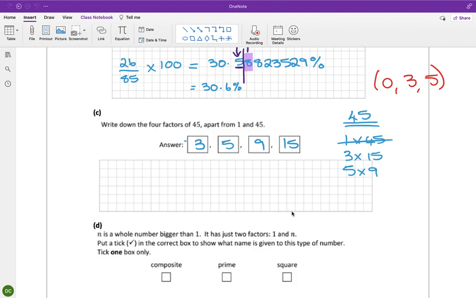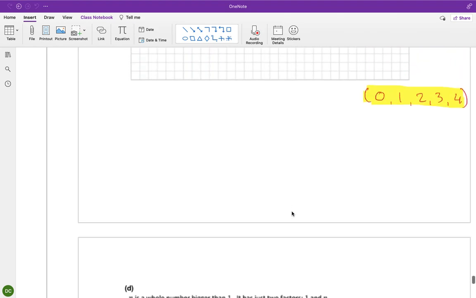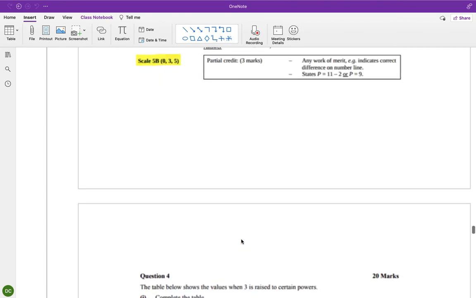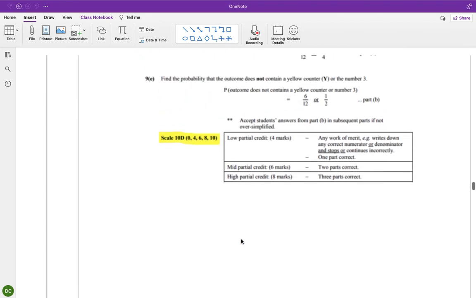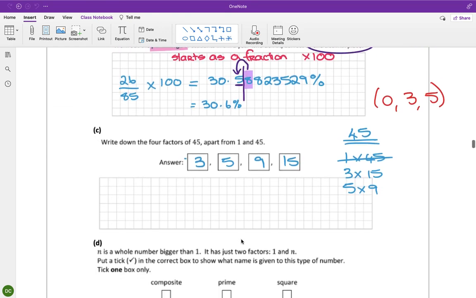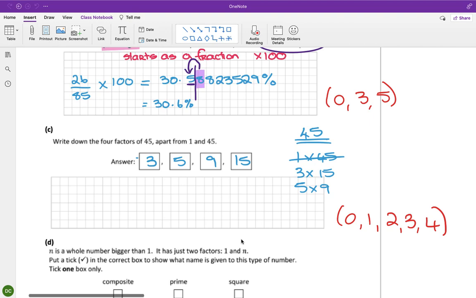I can't remember the marks. Oh, 0, 1, 2, 3, 4. So here we are. So it's literally 1 mark for each one. So if you get the 3, you get a mark, you know.